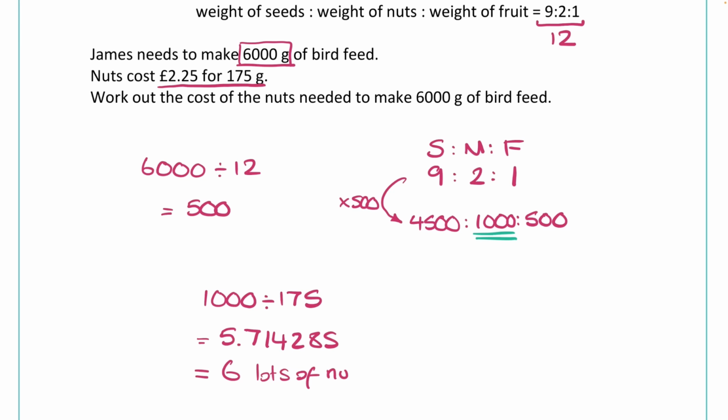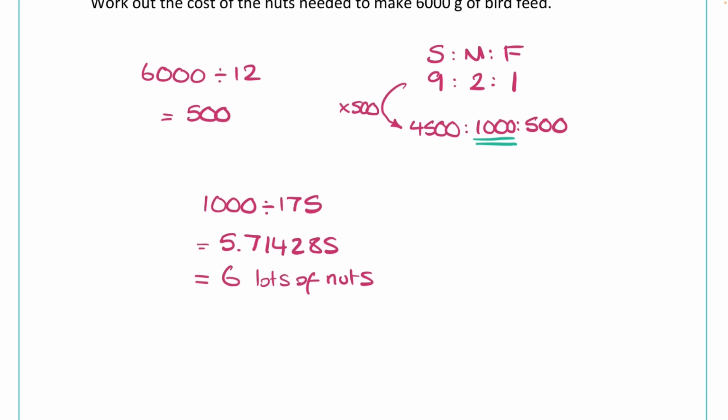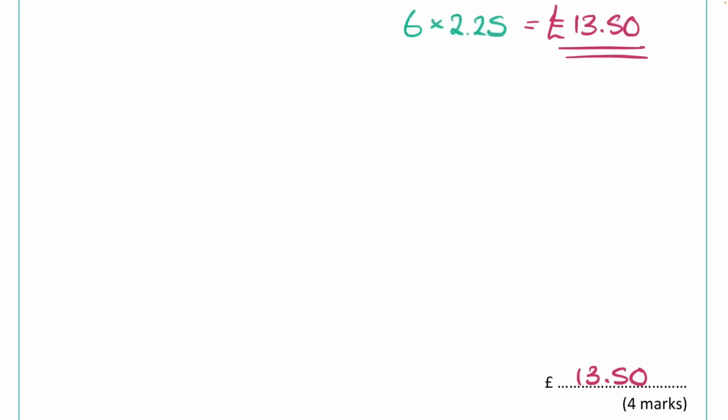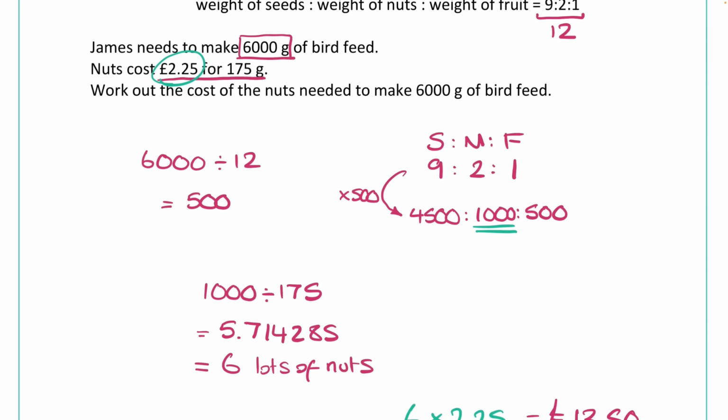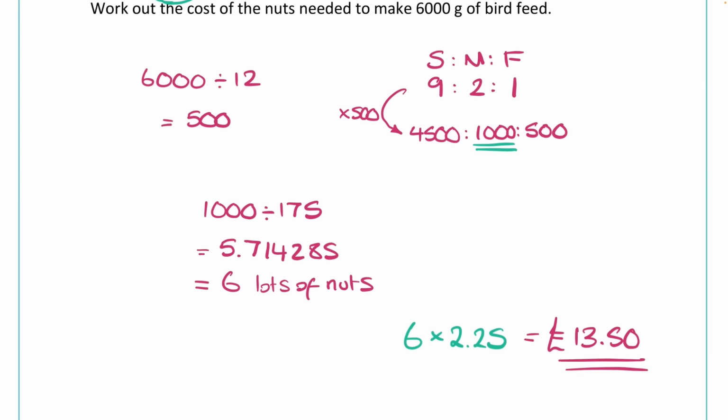6 lots of the nuts, and it says that they cost £2.25 per bag. So here we would do 6 times the £2.25, and 6 times £2.25 is equal to £13.50. And there we go, £13.50. So there we go, there's our final answer, £13.50.